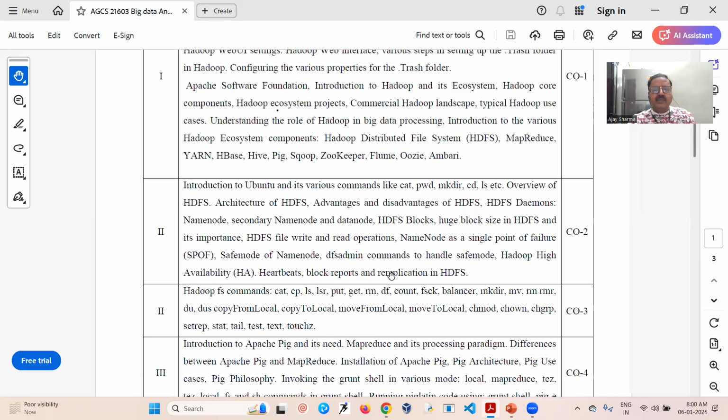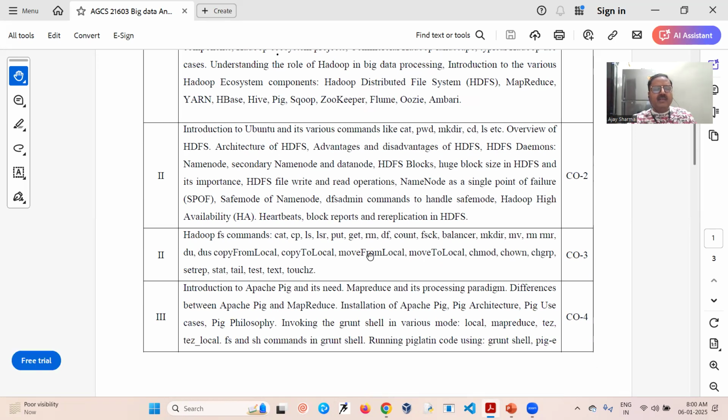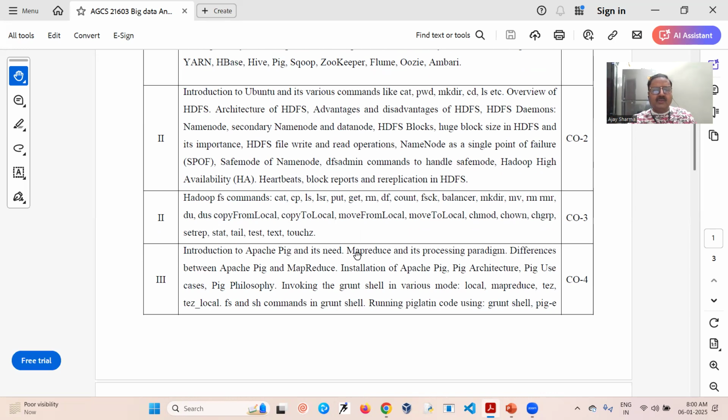We'll also be going through the advantages and disadvantages of HDFS and the various daemons that HDFS has. We'll be discussing the name node, secondary name node, and data node, about HDFS blocks, and why the block sizes are huge in HDFS. Then we'll be learning the various Hadoop file system commands. A list is there on your screen.